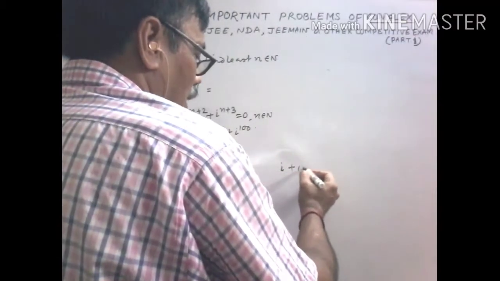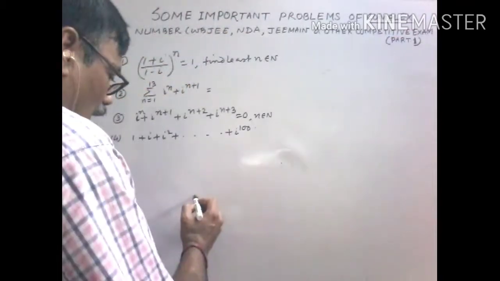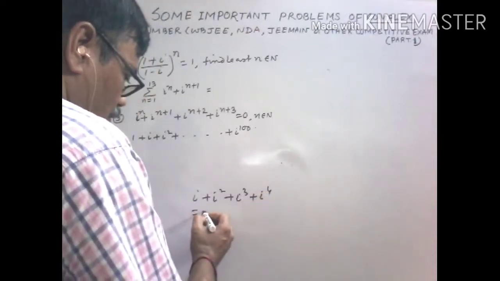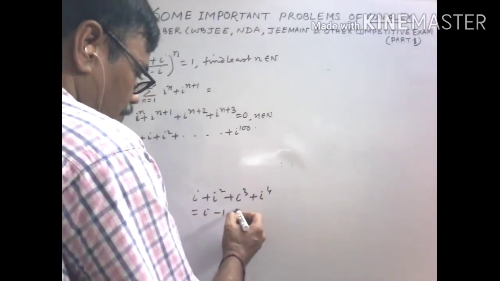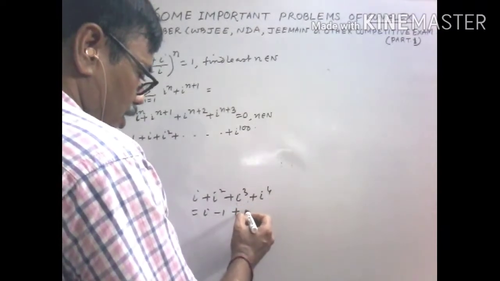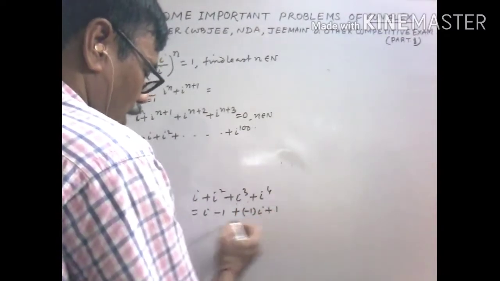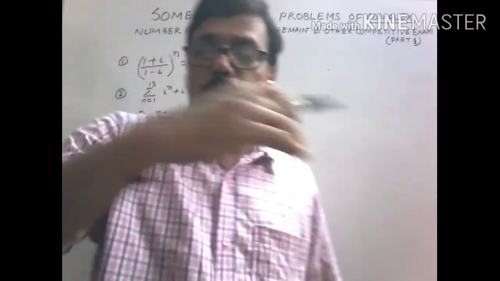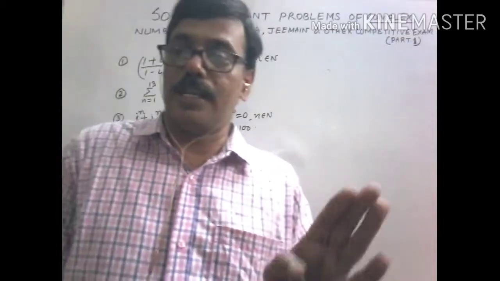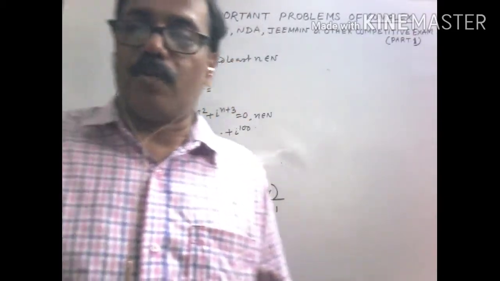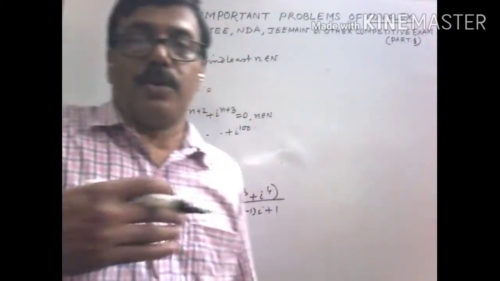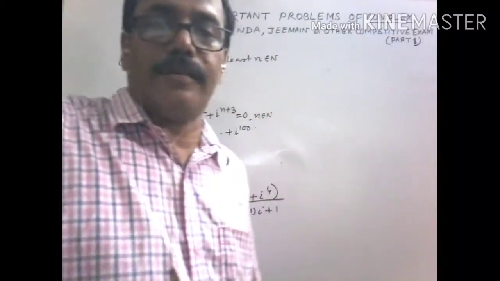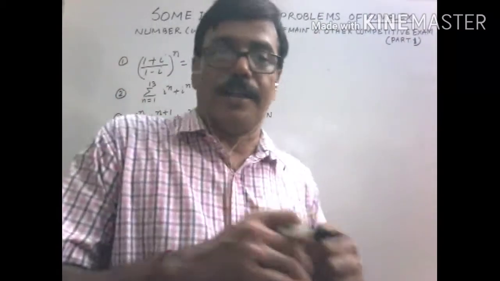Then one more useful result. Look, i plus i square plus i cube plus i to the power 4. So this is i, this is minus 1, and this is i square into this, so this is minus 1 into i plus 1. So 0. This is an important result: the sum of 4 consecutive powers of i is equal to 0. We use this idea and solve some problems regarding i.